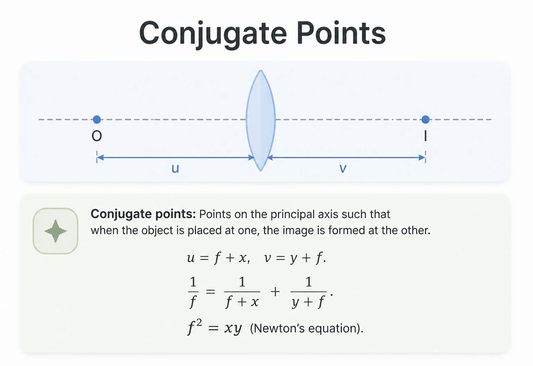This brings us to the concept of conjugate points. These are pairs of points on the principal axis where, if you place an object at one point, the image forms at the other, and vice versa.